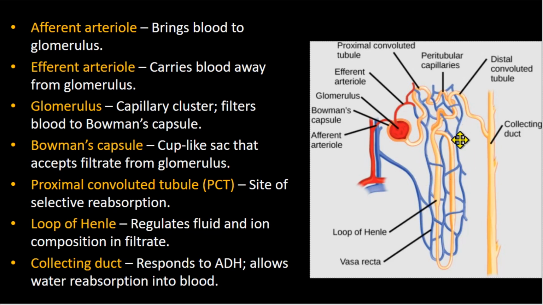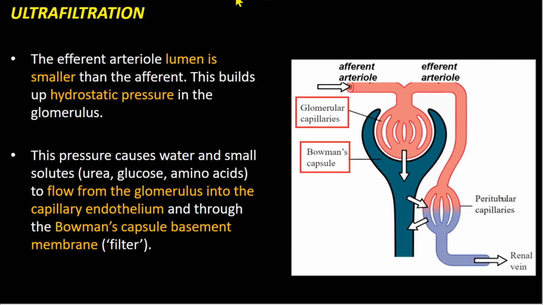These are called peritubular capillaries. Basically, it means capillaries that wrap around these tubes. So let's take a look at ultrafiltration. Here we have the afferent and the efferent arteriole. Remember, afferent for arriving, efferent for exiting.